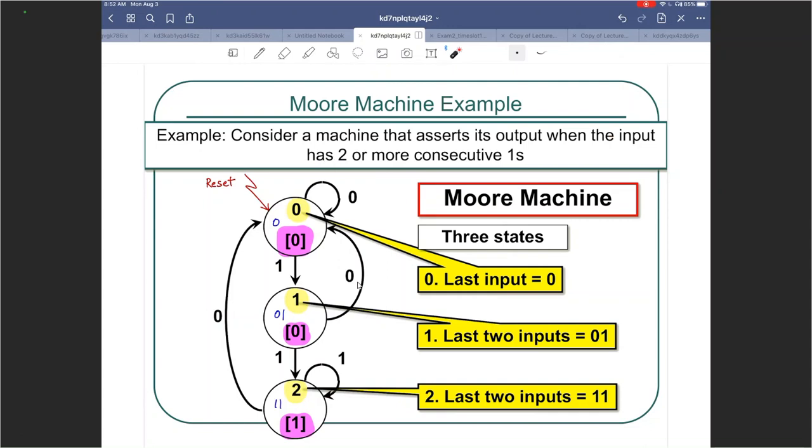And from here, if you keep getting more and more 1s, because the problem has 2 or more consecutive 1s, so if you get 3 consecutive 1s, 4 consecutive 1s, and so on, you will essentially be in that particular self loop, keeping the output at 1. But if you get a 0, you go back to got 0 state, and your output becomes a 0. So that is a Moore machine of 2 or more consecutive 1s detector. So it is trying to detect a bit pattern in the input sequence. Questions about this state diagram of Moore machine?